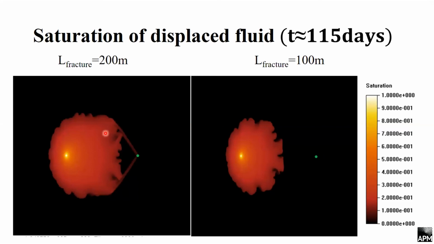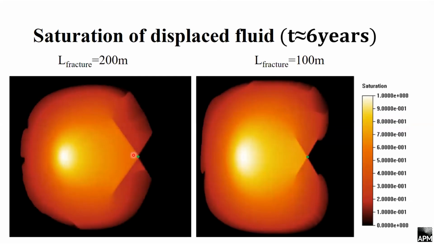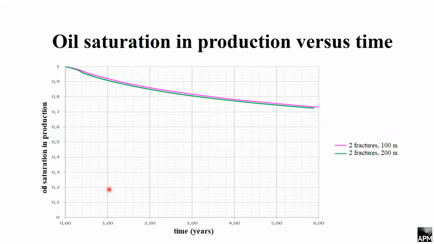On the left, we can see how the displacing fluid broke through the fracture to the production well. 3 years later, displacement continues, instability is not observed. And 6 years later, a large area is involved in displacement. Here we can see the dependence of oil saturation in production on time.